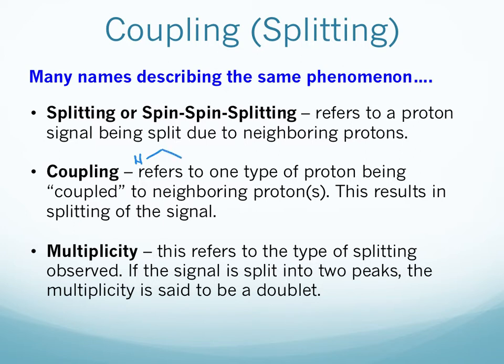So if we have protons on these 2 adjacent carbons, this proton and this proton will split one another in each of their respective signals. So we would say that those protons are coupled. And then multiplicity refers to the type of splitting. So when we say doublet, triplet, quartet, that's the multiplicity.